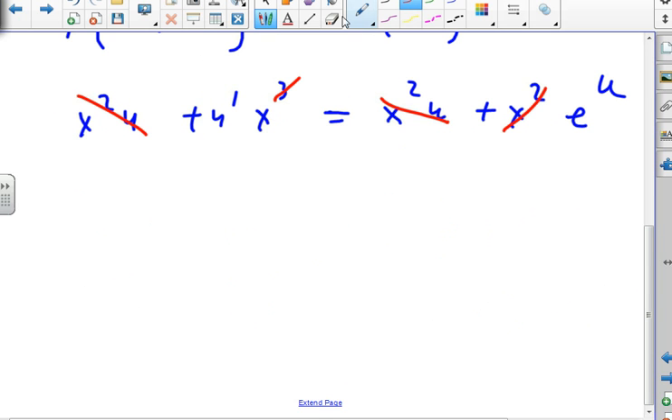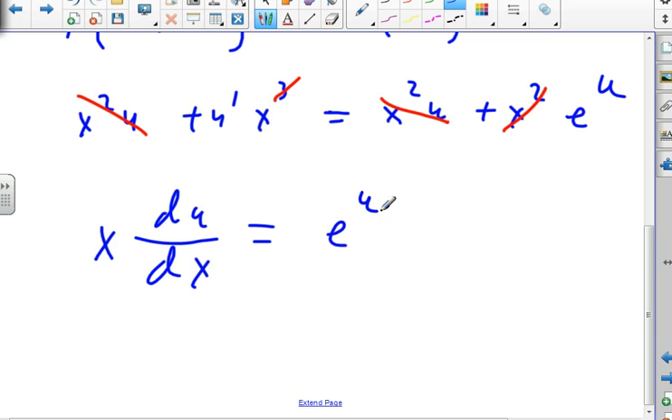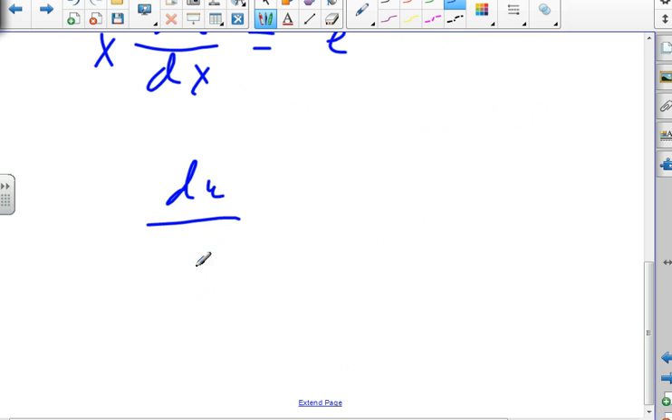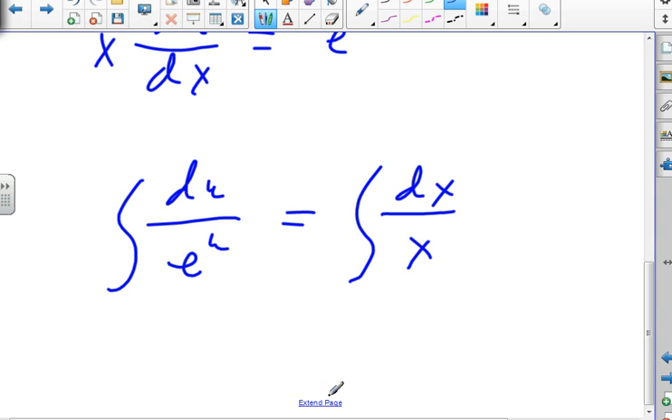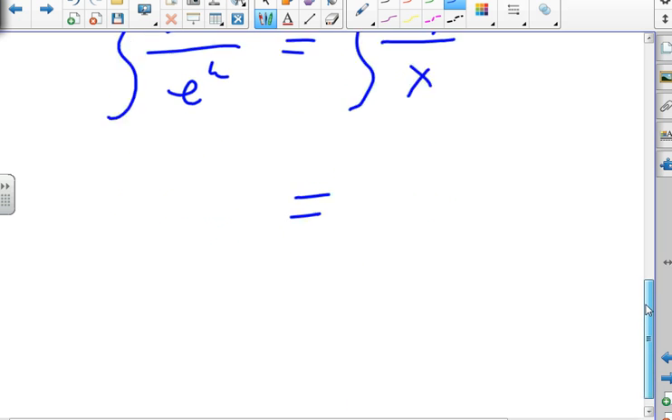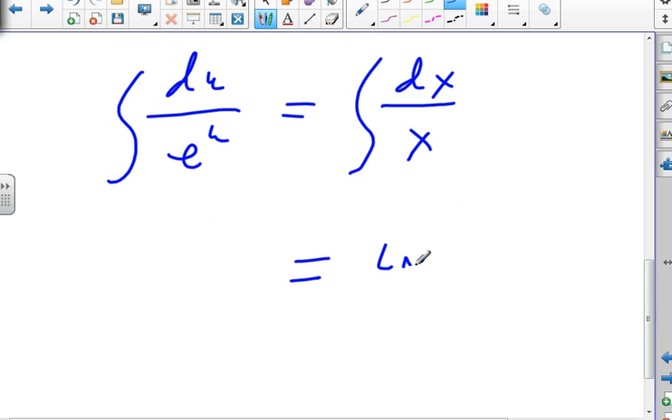So I end up with du/dx, which is the y prime, is u prime, is equal to, this is an x, I still have an x there, equal to e to the u. Okay, so I've got du divided by e to the u is equal to dx divided by x. I'm going to integrate both sides. And on this side, I'm going to get natural log of x plus c.